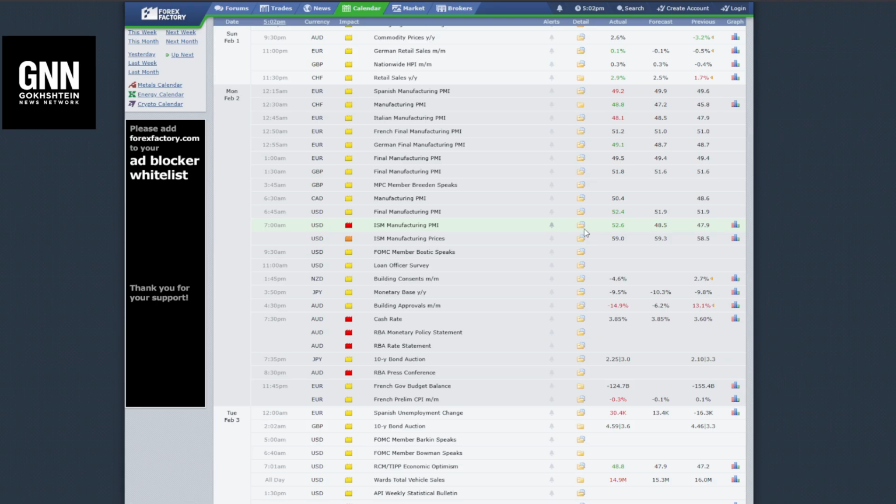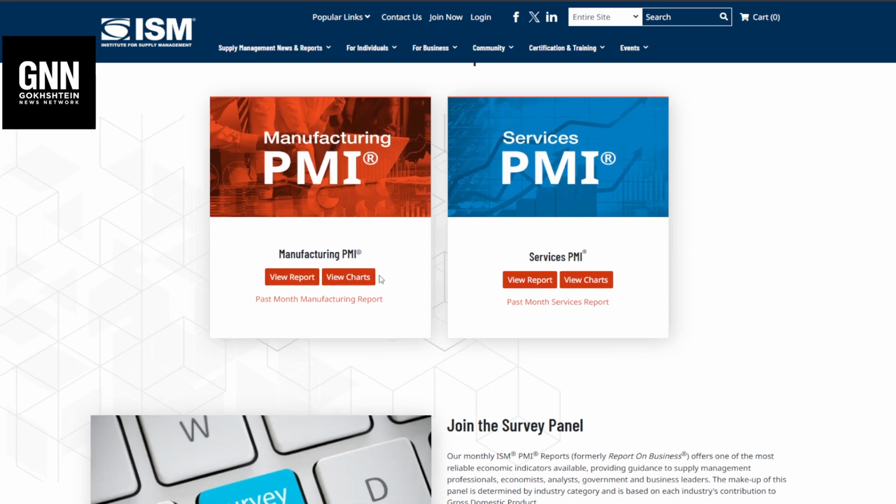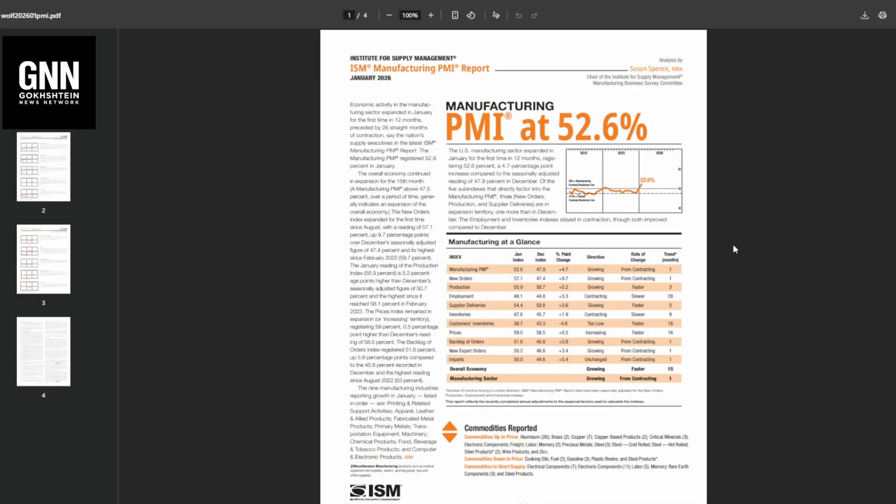So we saw one of the biggest moves that we've seen in a long time. And I figured it might be good to go and show this. This is a significant move. This tells us that the Trump administration's focus on rebuilding the manufacturing capacity of the United States is actually working. And we went from a 48 read to a 52.6. This is a pretty big jump.